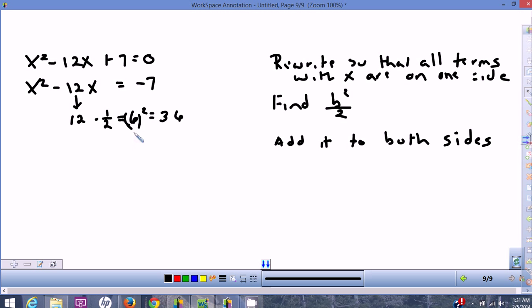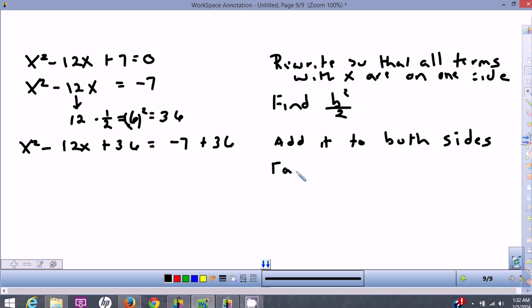So 12 times 1/2 gives me 6. 6 squared gives me 36. And I'm going to add that 36 to both sides of my equation. So x squared minus 12x plus 36 is equal to negative 7 plus 36. I added 36 to both sides of the equation.